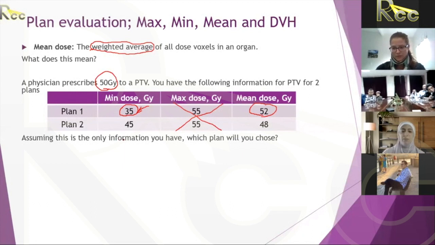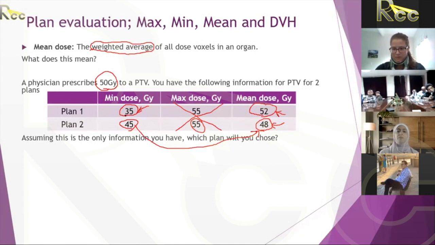Now, let's look at plan two. Plan two has a mean dose of 48 gray. Minimum dose 45 gray. You might say I will choose plan 2 because I have a minimum dose of 45 gray, so this is closer to my prescription dose. Right, this is closer to your prescription dose. But look at this. There are so many voxels with lower dose. There are many places in the PTV like that, so your average is 48 gray, even though I have a maximum of 55 gray. But the number of voxels with this low dose is so much more. The PTV here is colder, but the PTV here is hotter.